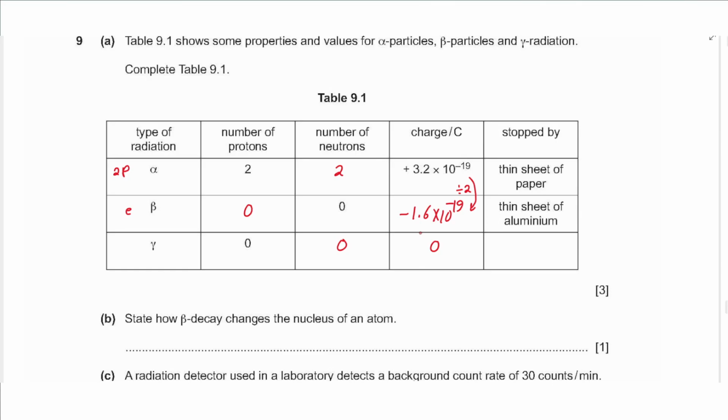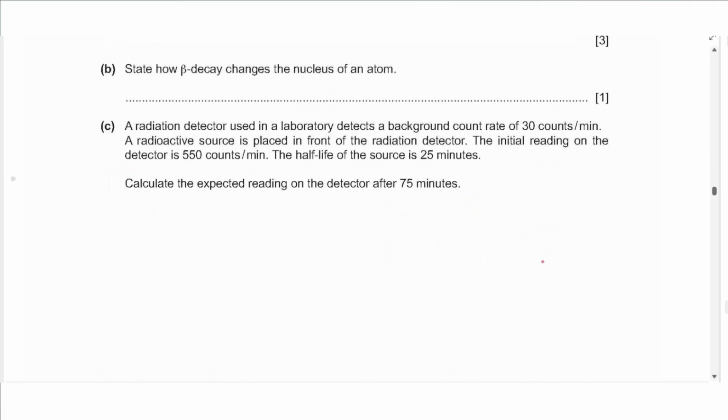As for what it is stopped by, for an alpha particle and beta particle, they are given. For gamma radiation, we need to use thick lead or concrete. Part B says state how beta decay changes the nucleus of an atom. So 1 neutron changes into 1 proton.